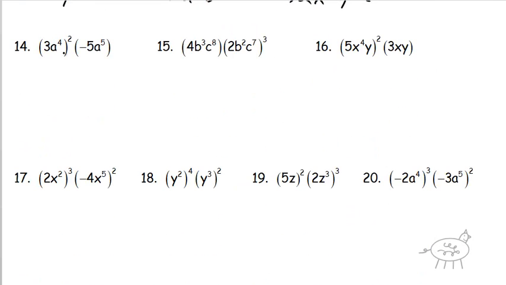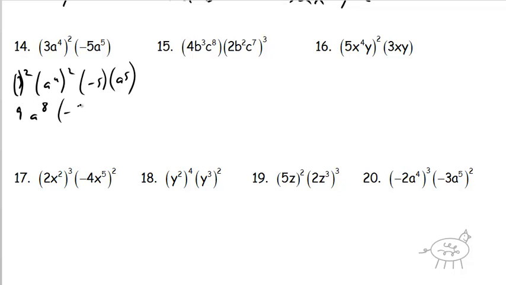Okay, now this one, I've got to do the exponent first. So it's going to be 3 squared, I'll put in parentheses, a to the 4th squared times negative 5 times a to the 5th. So 3 squared is 9, a to the 8th times negative 5, a to the 5th. So multiply the numbers together. 9 times negative 5 is negative 45, and then it's a to the 13th power. Right? It's 8 plus 5.